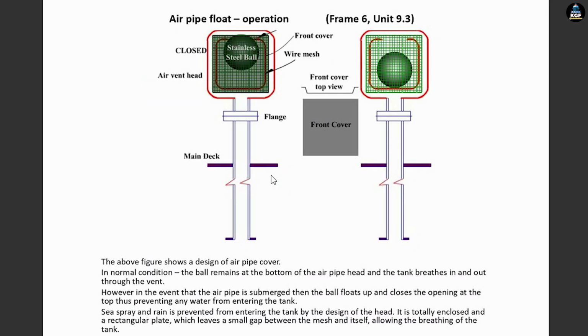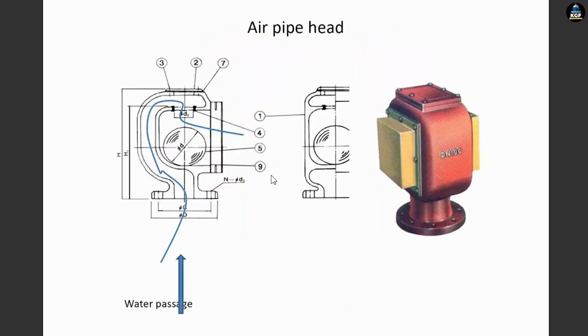So this is the air pipe, how air pipe works on a ship. So the above figure shows the design of an air pipe cover. In normal condition, the bowl remains at the bottom of air pipe head and the tank breathes in and out through the vent. However, in the event that the air pipe is submerged, then the bowl floats up and closes the opening at the top, thus preventing any water from entering the tank. So this is the cross section view of an air pipe head.